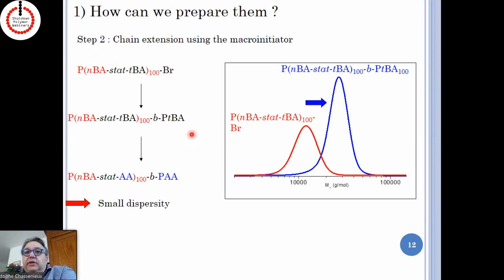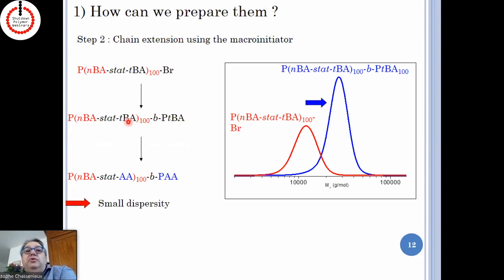Once we have this first block, we will extend it with a pure poly tertiobutyl acrylate block. And you can see from the GPC curve that we have an increase in the molecular weight of the polymer and almost no more residual first block, and that we keep the dispersity of the system pretty small. And then here we have nothing that is hydrophilic.